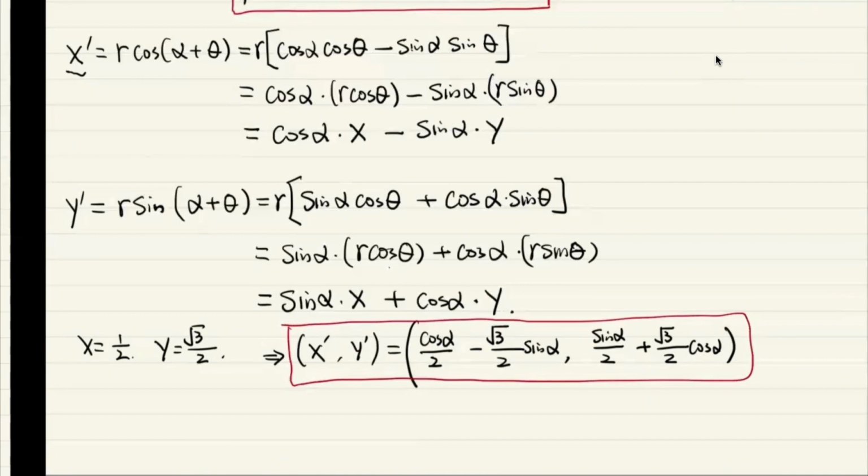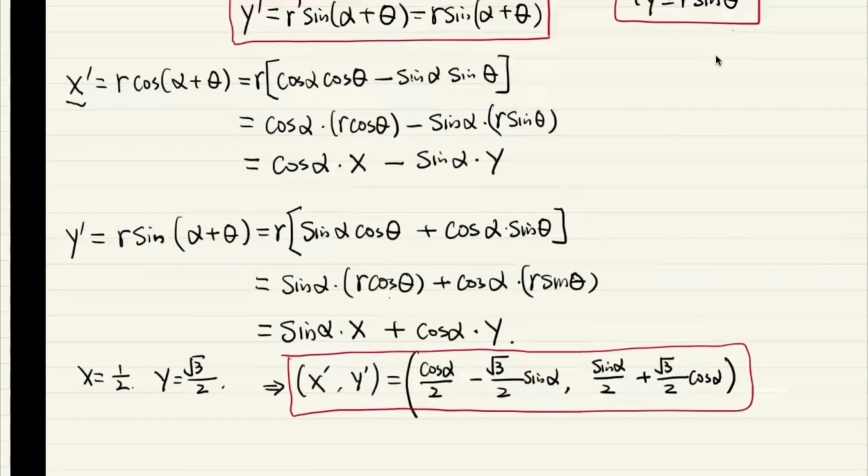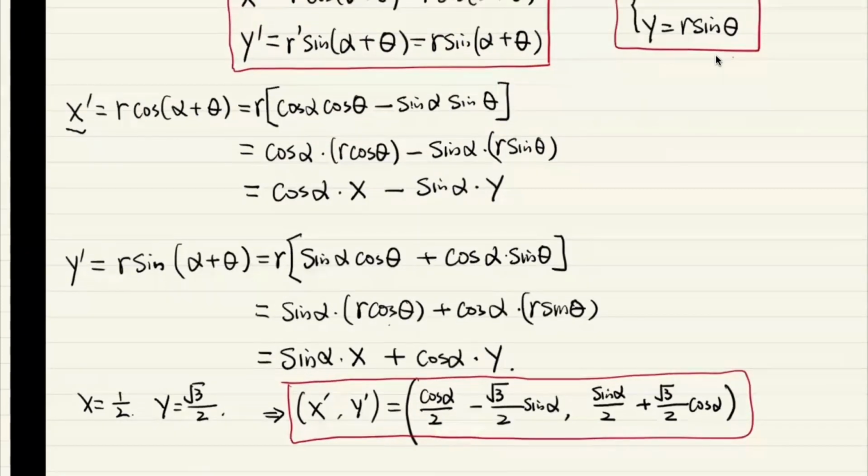Now, if you want to get the answer for part 1, all we have to do is replace alpha with 90 degrees. I'll leave that for you to do. So that will conclude the active rotation problem.